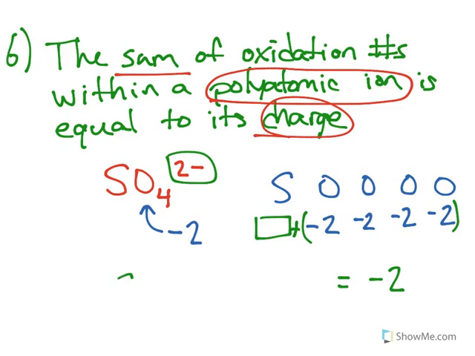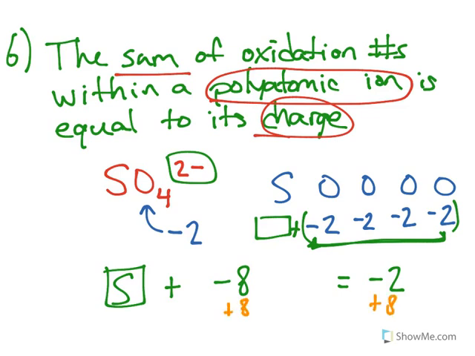So we have sulfur's oxidation number, which we don't know, plus the combined -8 oxidation numbers of the oxygens. And if you need to do a little algebra, you can, but we're just going to add 8 to both sides. This means this sulfur has to have an oxidation number of +6. So then let's go back and think about it just to make sure that works.